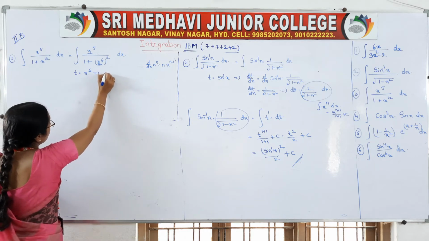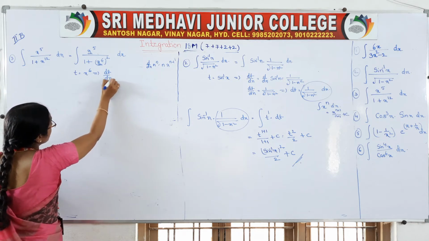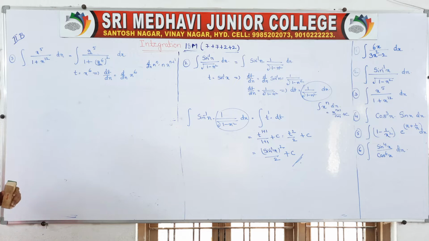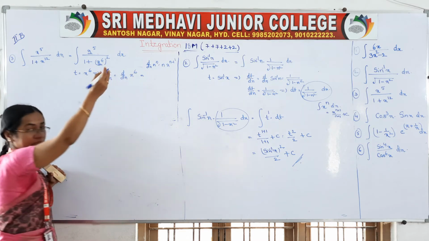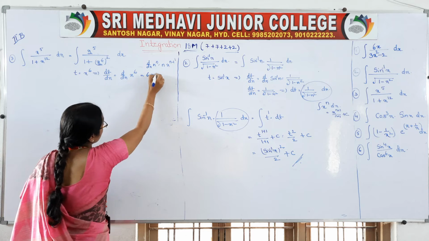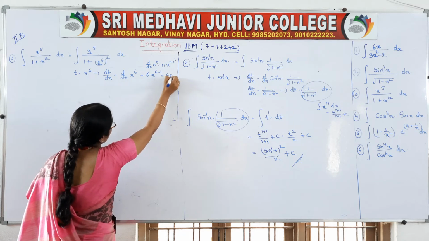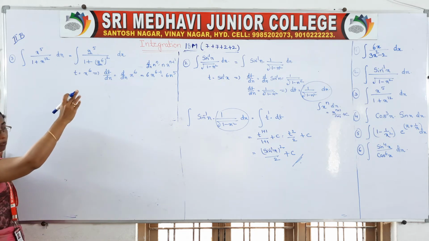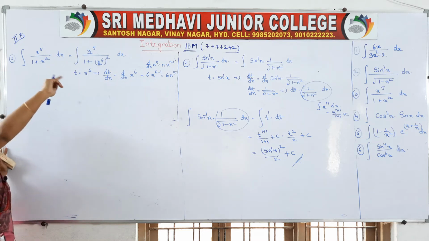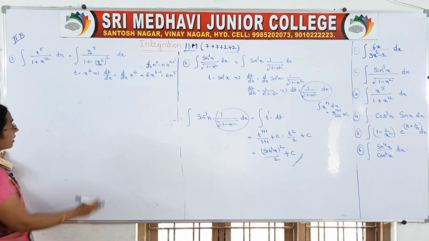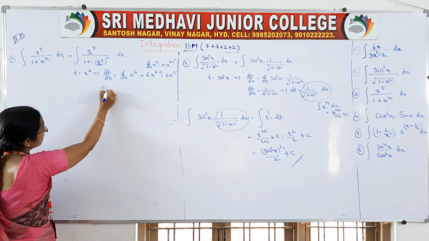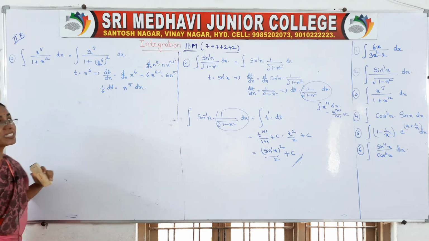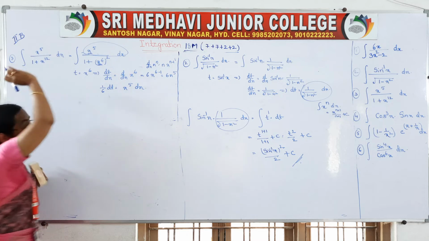Differentiating with respect to x on both sides, what happens? dt by dx is equal to d by dx of x to the power of 6. So x to the power of 6 means x to the power of n form, 6 into x to the power of 6 minus 1, 6x to the power of 5. We don't want 6. We want only x to the power of 5. Why? In the problem, we are having x to the power of 5. So send that 6 this side. So it will be 1 by 6 dt is equal to x to the power of 5 dx. See how nicely we got the value.